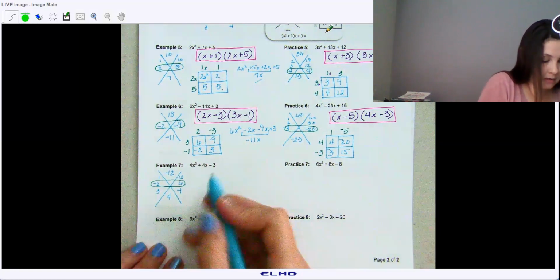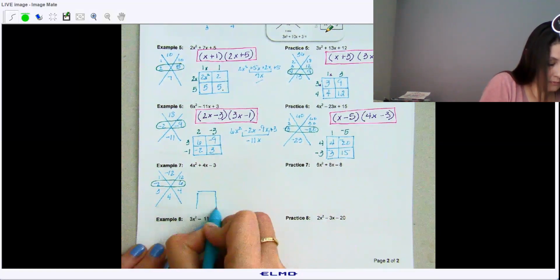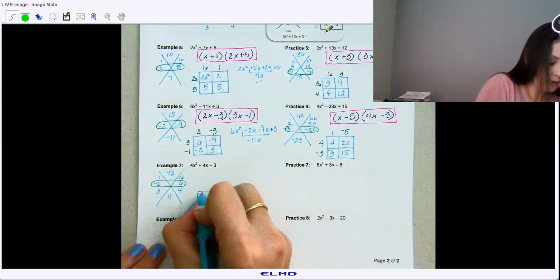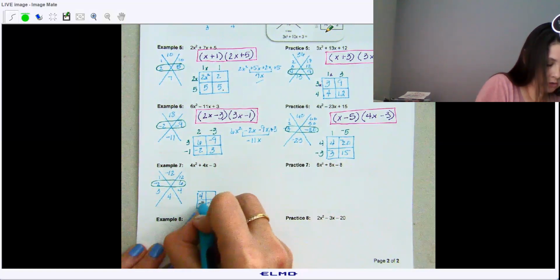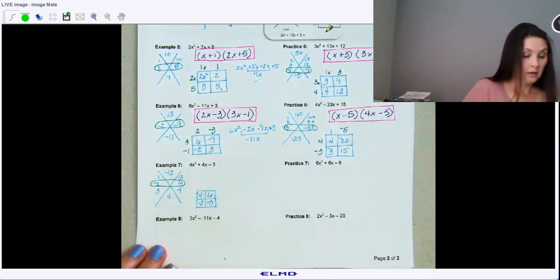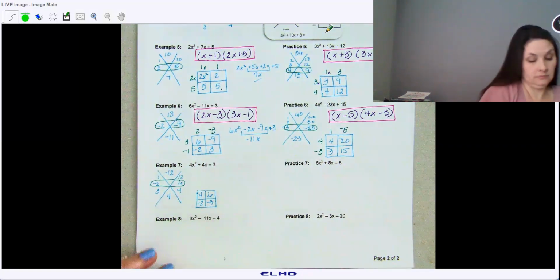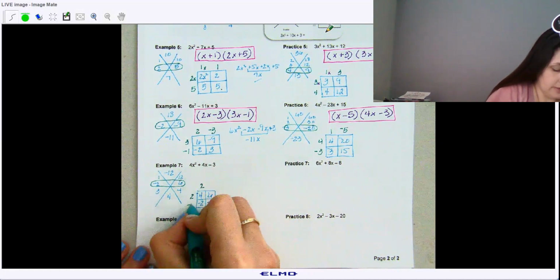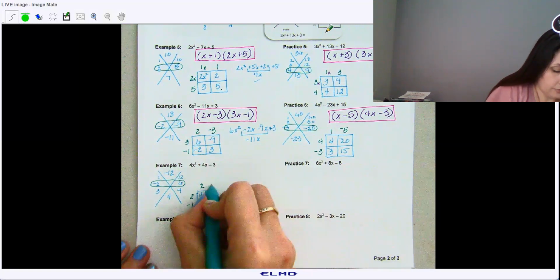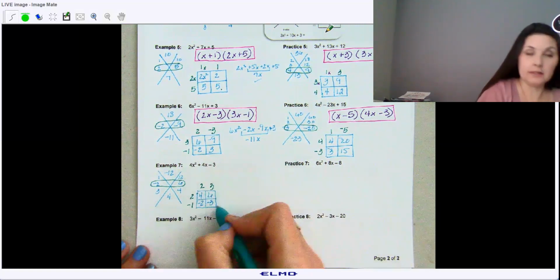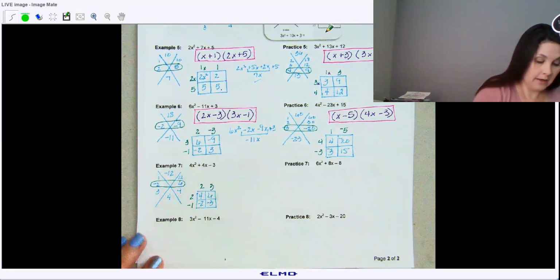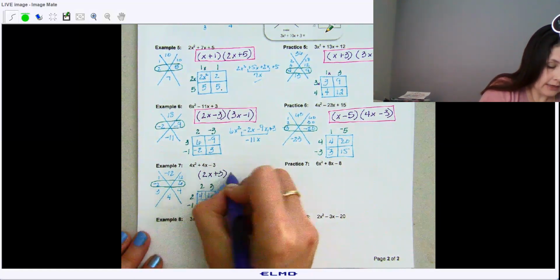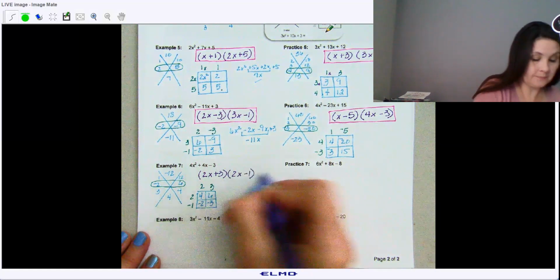Okay, we're going to draw our box out here. My boxes keep getting smaller and smaller. All right, 4 and -3, and then we have a -2 and a 6. Okay, so let's see, 2 times 2, and then 2 times a -1. And then 3 times 2 gives me 6, and 3 times a -1 gives me -3. All right, so our answer, 2x plus 3 and 2x minus 1.